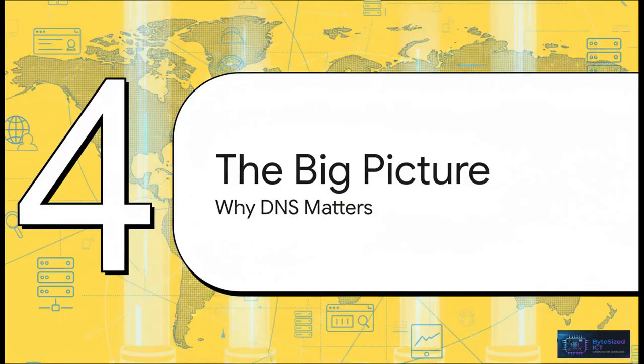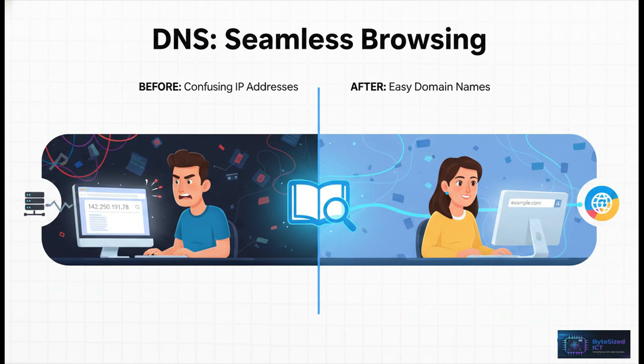Okay, let's just zoom out for a second and really appreciate the massive impact of this whole system. It's so much more than just a convenience. It's truly one of the main pillars of the modern internet. Can you even imagine? Instead of typing a simple name, you'd have to remember something like 142.250.191.78 just to do a Google search. I mean, the internet would be basically unusable for most of us. DNS is really the engine that makes browsing the web so intuitive and seamless.